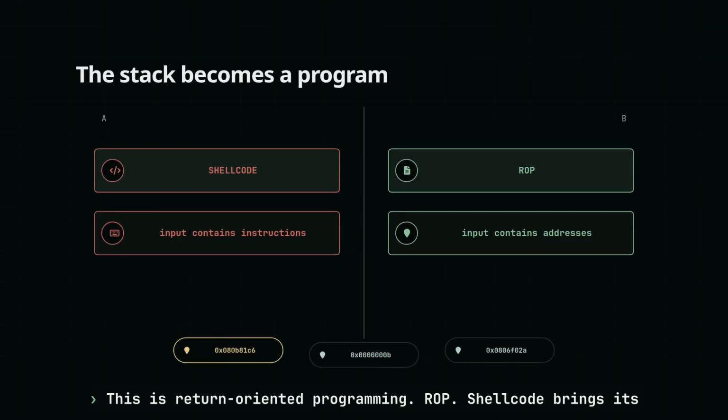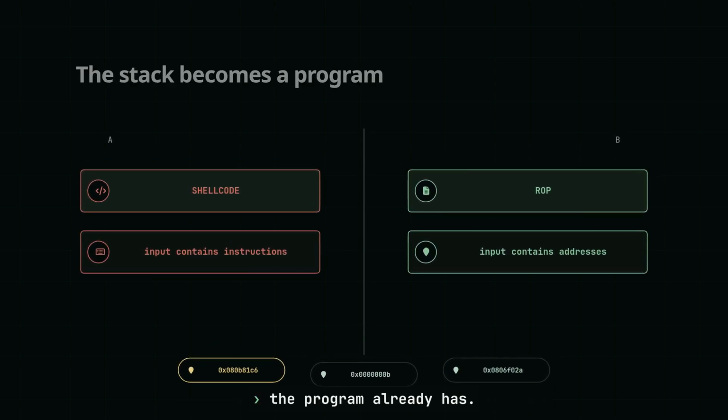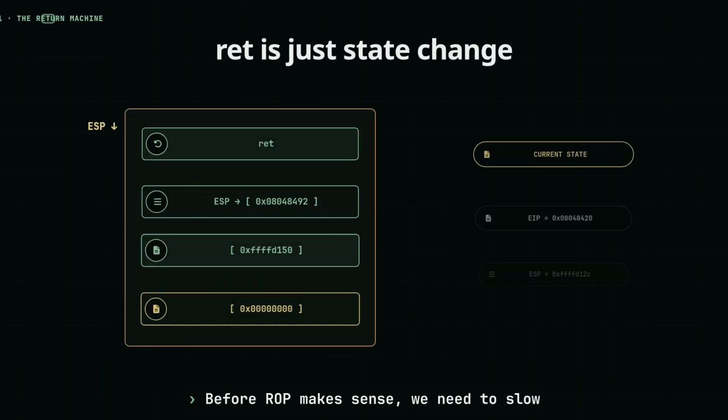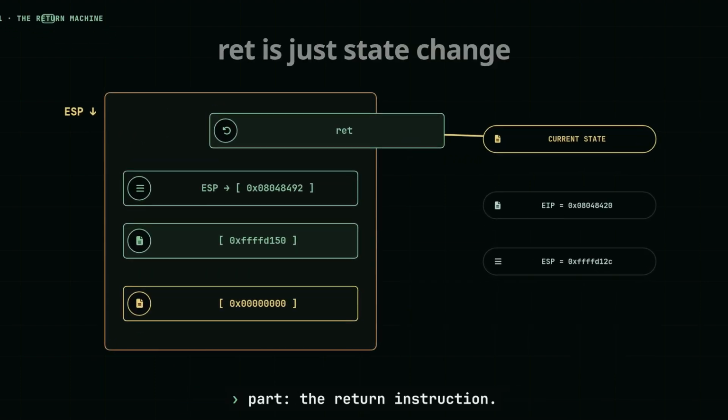Shellcode brings its own instructions. ROP steals instructions the program already has. Before ROP makes sense, we need to slow down and look at the smallest moving part, the ret instruction.